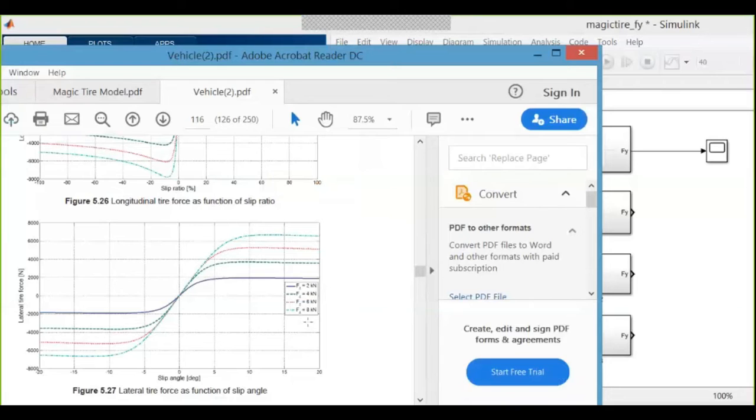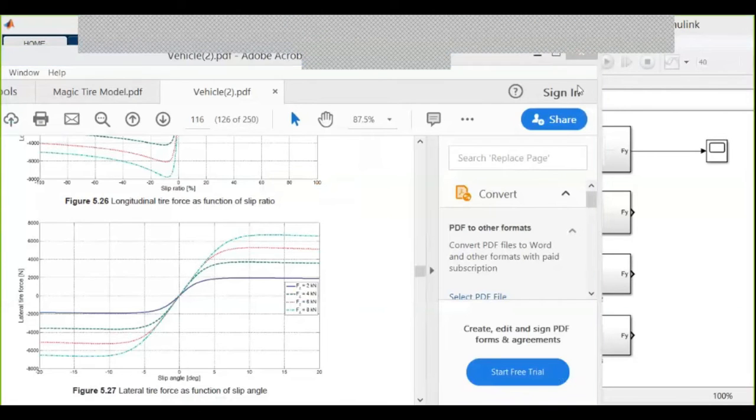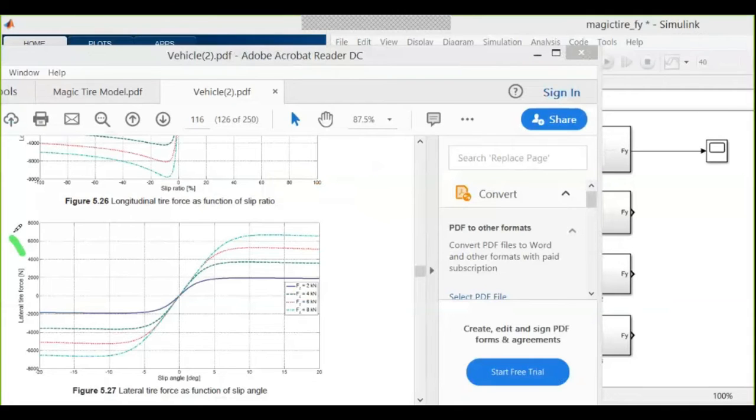Alright, here the note says, to find lateral force Fy, you need slip angle. Slip angle here is alpha. Alpha starts from negative 20 degrees until 20 degrees.